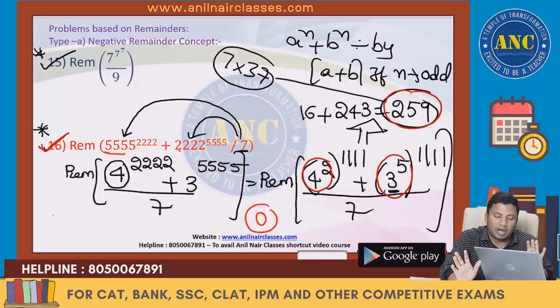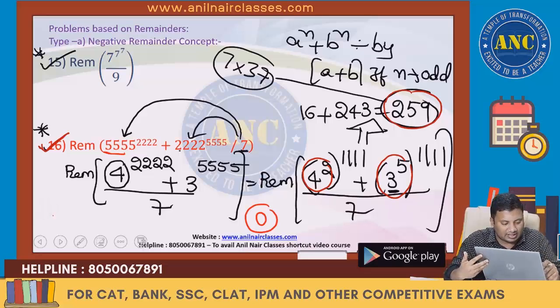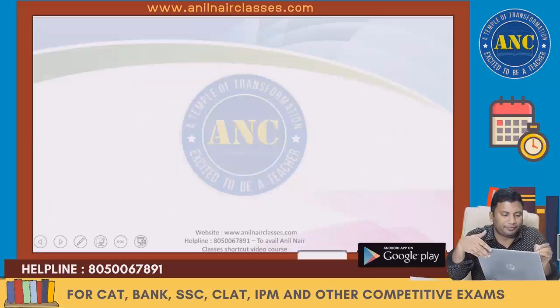I hope the idea is clear, right? The 16th one, the answer is 0. For the 16th one, write down the positive remainders when 4 power 5 is divided by 7 and 4 power 2 is divided by 7. You will get the answer.